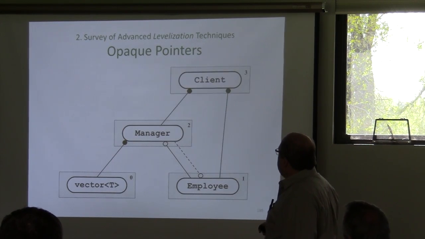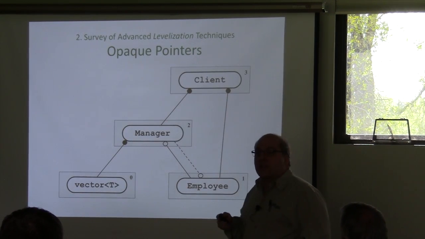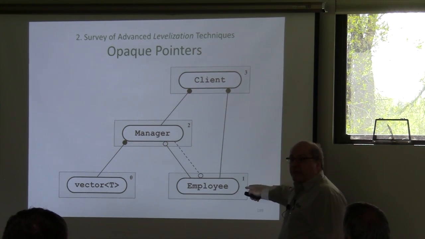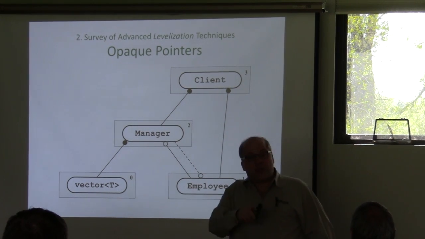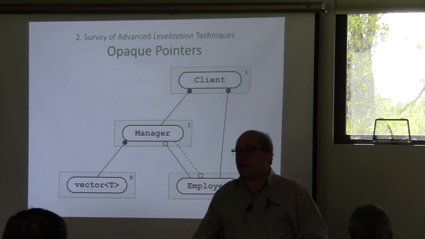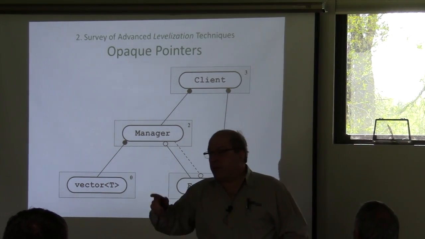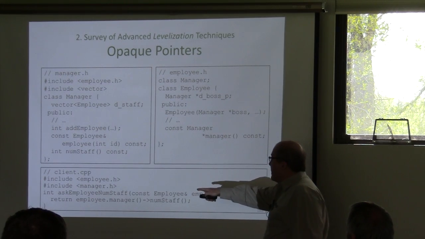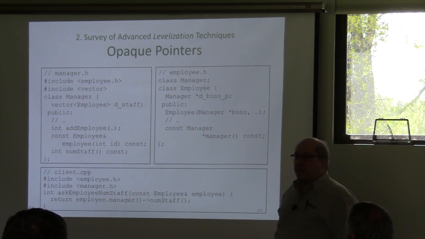And then the final thing we're going to need here is a client. And when the client wants to know how many people work for the manager and all they have is the employee, they say to the employee, excuse me, could you tell me who your manager is? The employee says, so I say, oh, you're the manager? How many people in your group? And so what does that look like? It looks like this, return employee.manager points to numstaff.